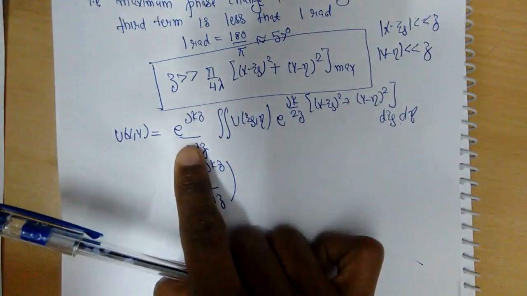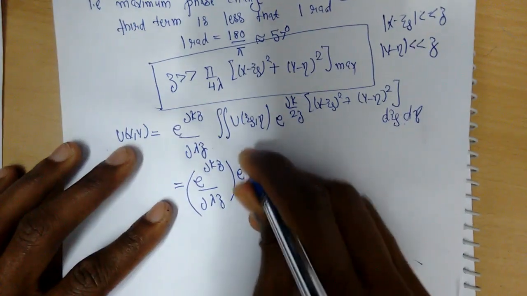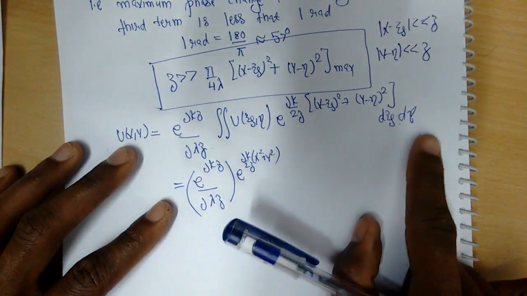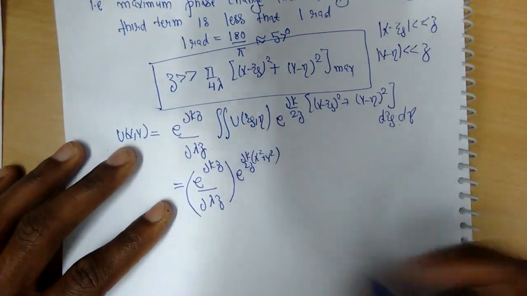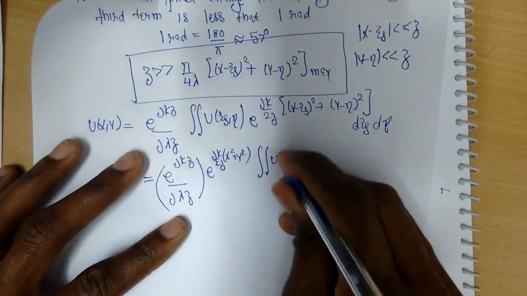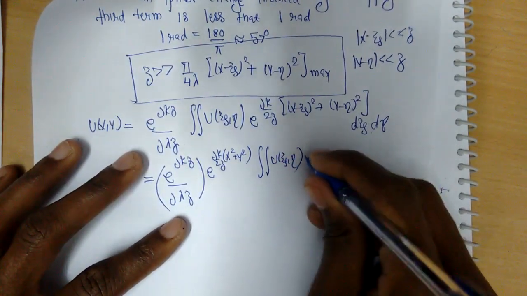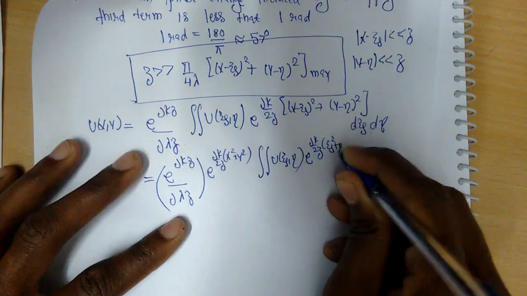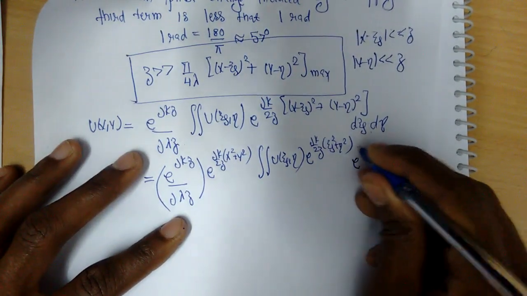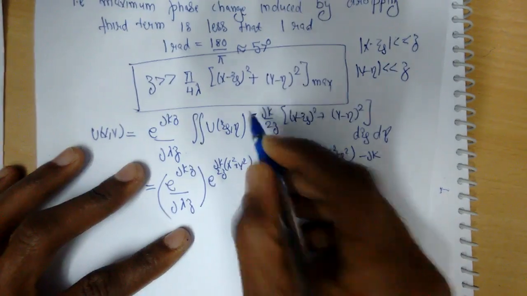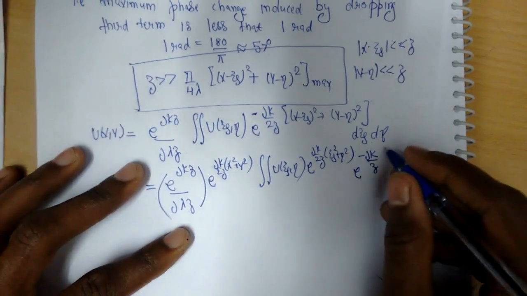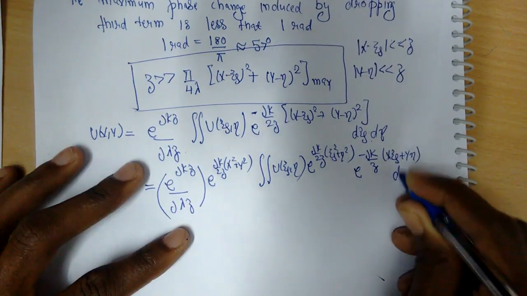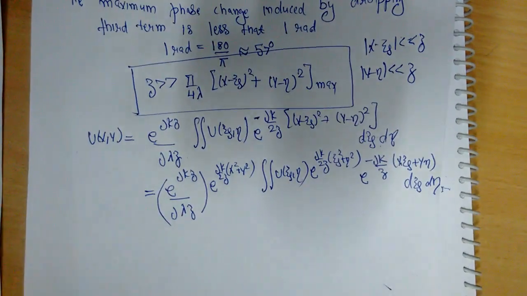This is the first term, e raised to power jk upon 2z (x square plus y square), because x and y can be taken constant since the integration is over zeta and eta. This can be written as u of zeta eta e raised to power jk upon 2z (zeta square plus eta square) e raised to power minus jk upon z (x zeta plus y eta) d zeta d eta. Okay, there is a minus sign.